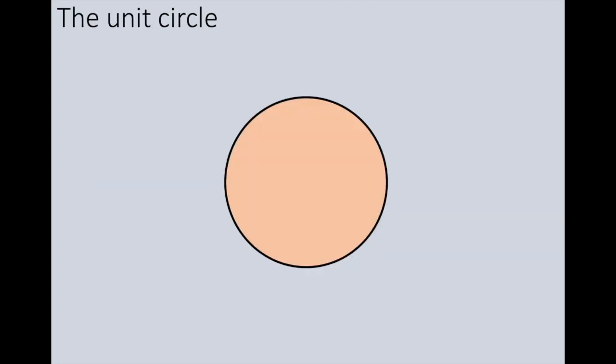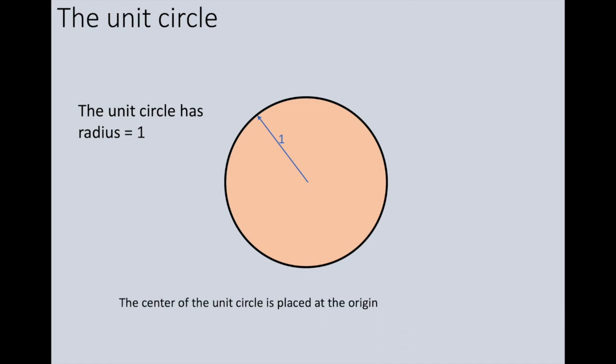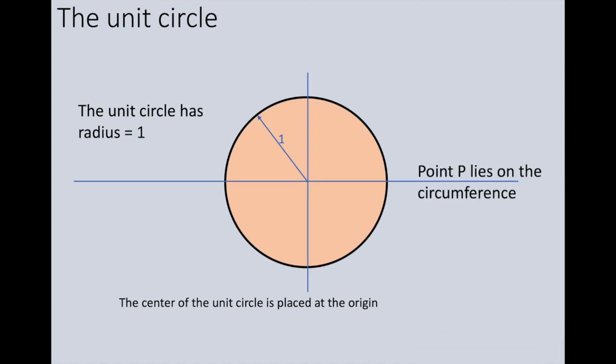Okay, so let's start off with a circle. The unit circle gets its name because it has a radius of 1, so a unitary radius. It's got some special properties. The unit circle's centre is placed at the origin, and there's a point P that lies on the circumference of this circle. So let's put that point P on our diagram as well.